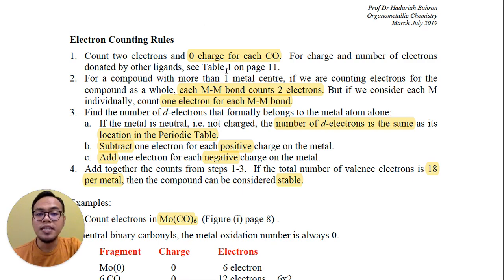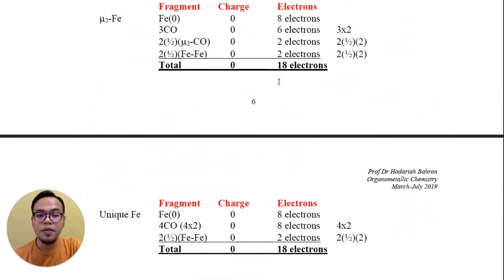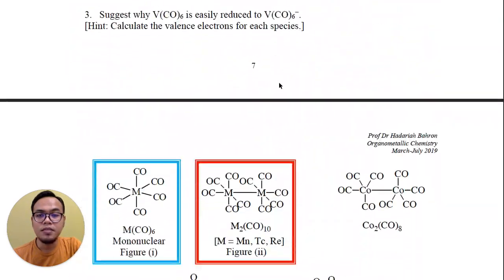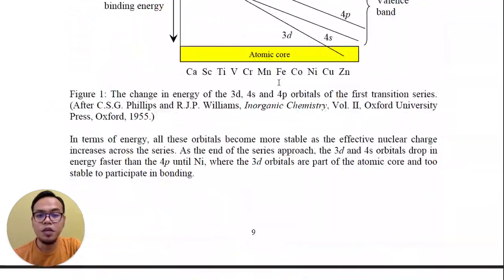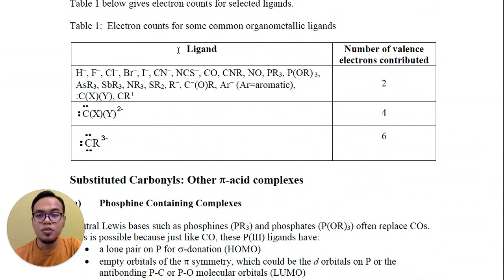You have to see table 1 on page 11. Let us scroll down a bit on page 11. Yeah, 5 more pages to go. You will see this table: ligand and number of valence electrons contributed. So you see that your carbonyl CO is here. So that's why carbonyl can donate 2 electrons to your metals.